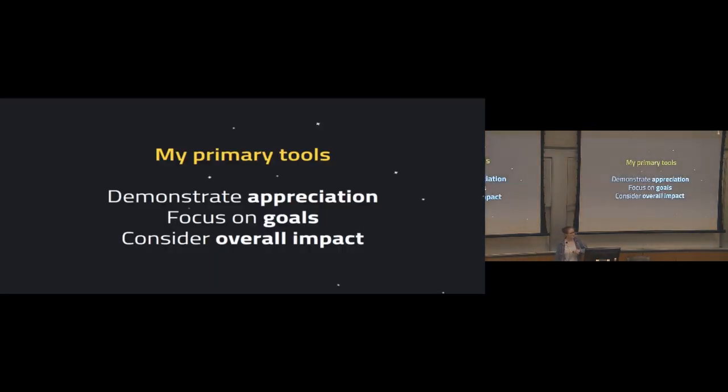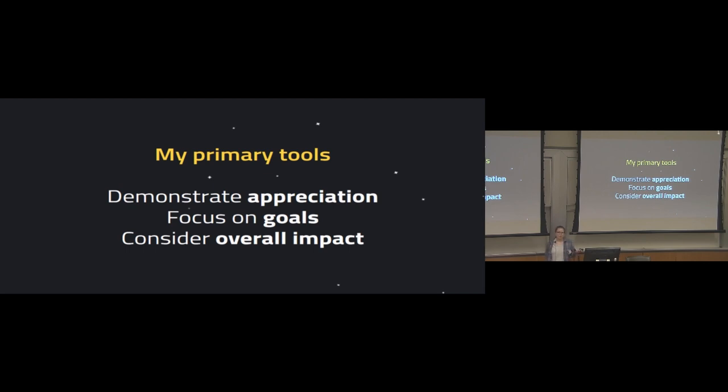So, having rushed through how code review works, my primary tools for not being a jerk when giving people feedback are to make sure I'm demonstrating appreciation and respect for what they're doing, and trust that they are good at what they're doing, or at least that they are giving genuine effort, that they're not a bad actor here. That I want to focus on goals rather than prescriptive solutions.